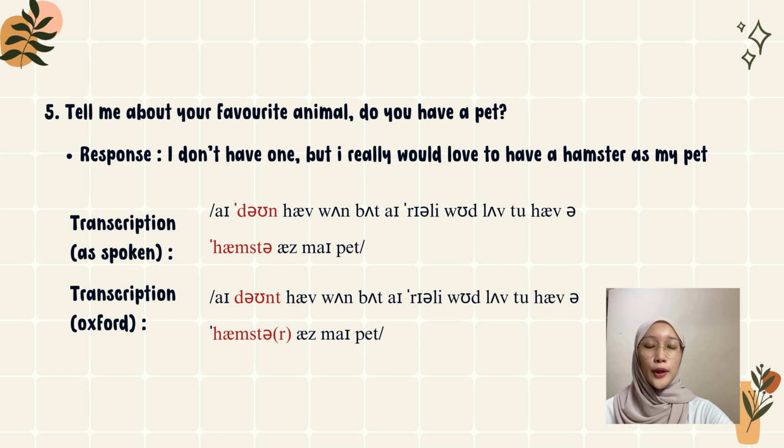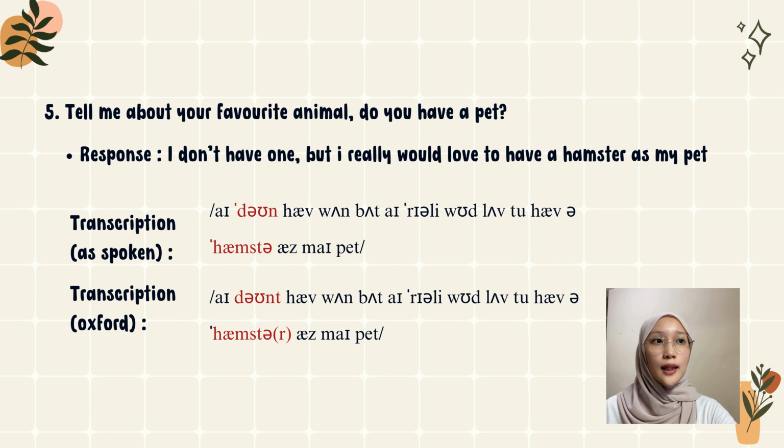In the last spontaneous speech task, the participant was asked whether they had a pet and what animal they liked. The answer was, I don't have one, but I would love to have a hamster as my pet. Though brief, this sentence provides two clear examples of elision, showing how even simple utterances contain patterns of reduced speech in casual spoken English. The first elision observed is in the word don't.